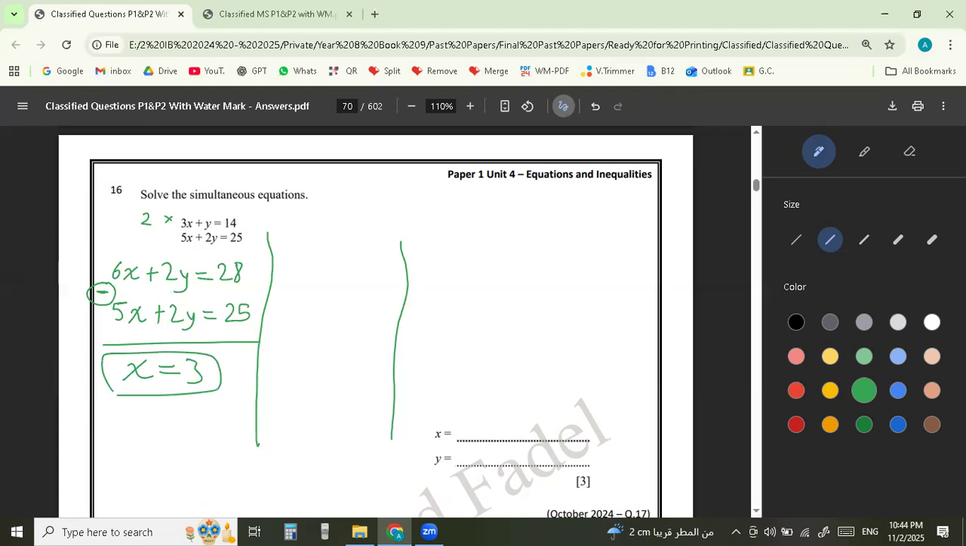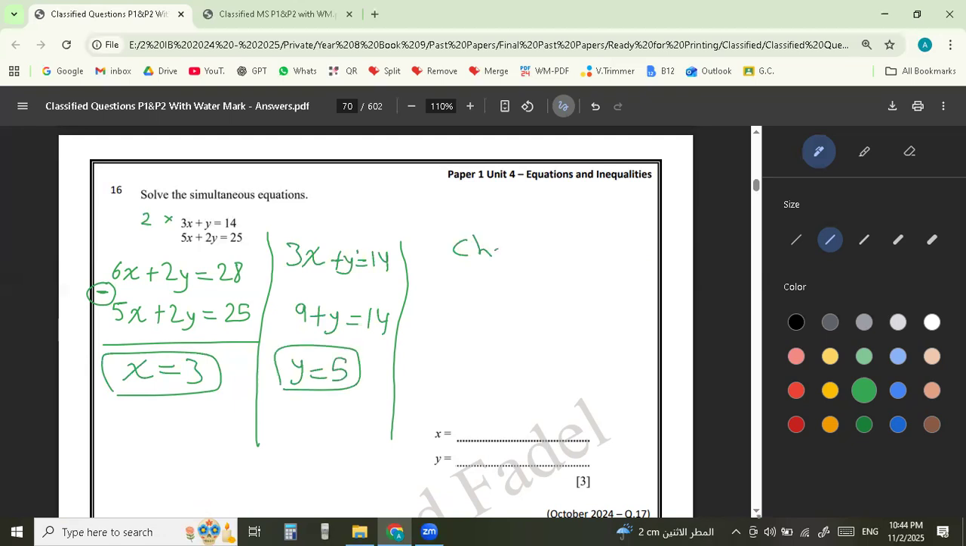Substitute in the first equation, 3x plus y equals 14. When x is 3, 9 plus y equals 14. Then y equals, send the 9 there with the negative sign, because it's positive, I'm going to send it there with the opposite sign. So 14 minus 9 is going to be 5.